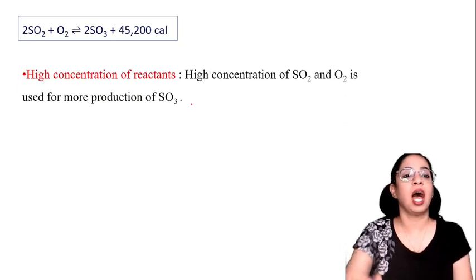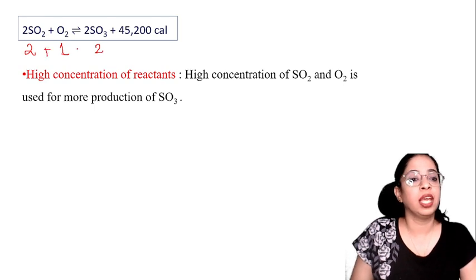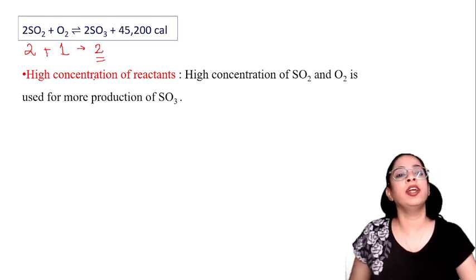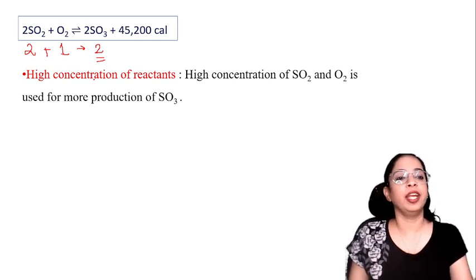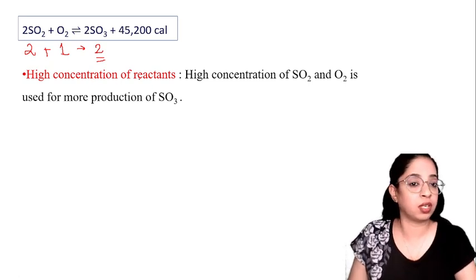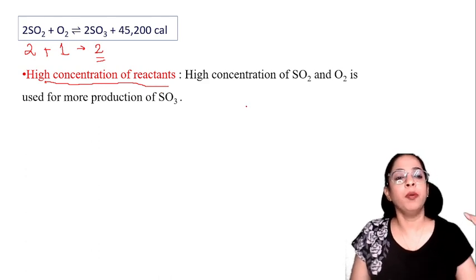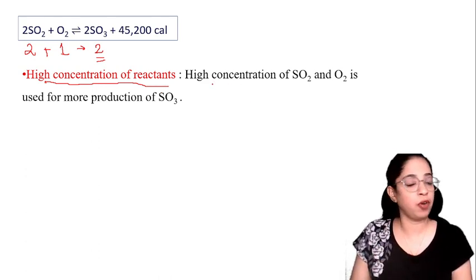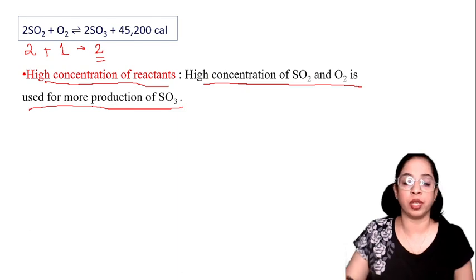Now see the next, high concentration of reactant. Here you see there are 2, here there is 1 and here 2. So a total of 3 is forming 2. So again, according to Le Chatelier's principle, from 3 it is forming 2, right? So the concentration of the reactants has to be high in order to make the reaction go in the forward direction. So high concentration of SO2 and O2 is used for more production of SO3.